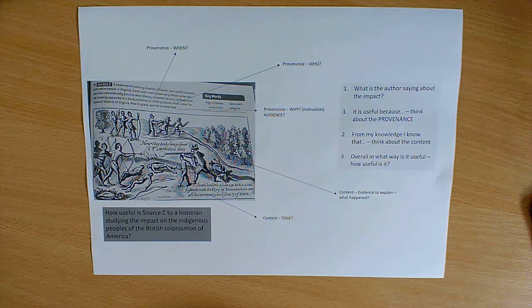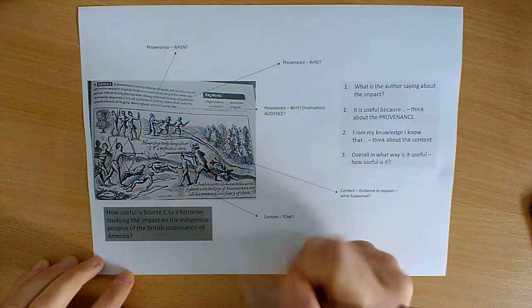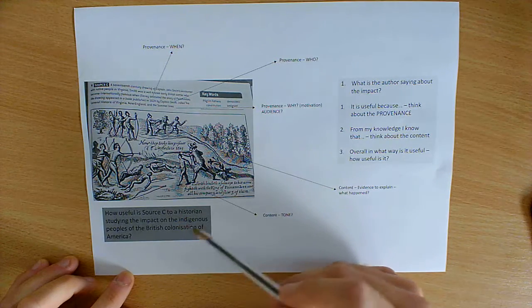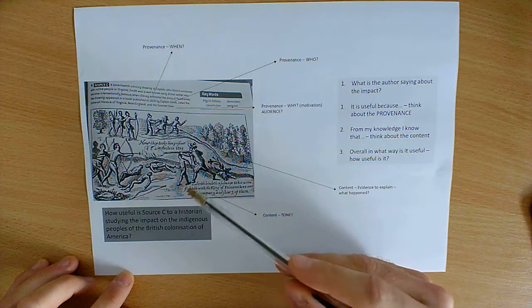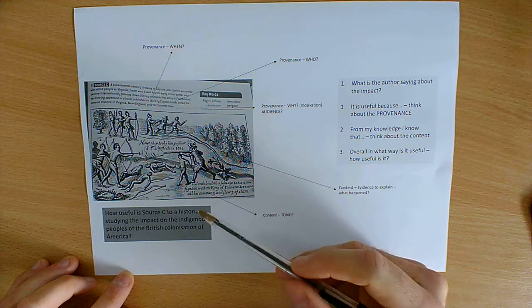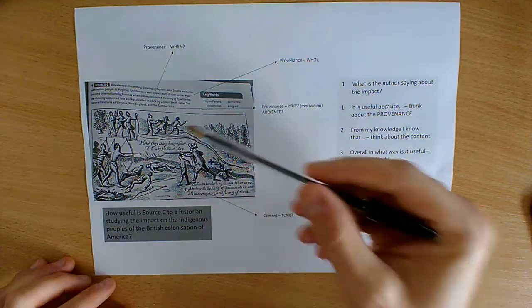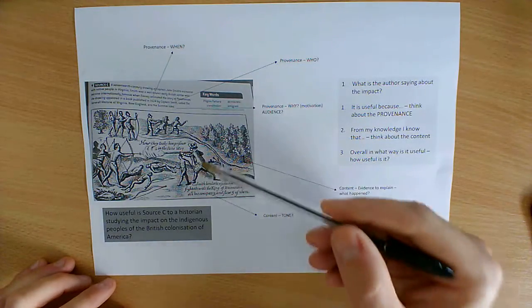So in this question, it's asking you how useful is source C, which is above, to an historian studying the impact on the indigenous peoples of the British colonisation of America. So what is that asking you? It's saying, really, how did the British affect the Native Americans? Okay? And what's this source telling you about that effect?